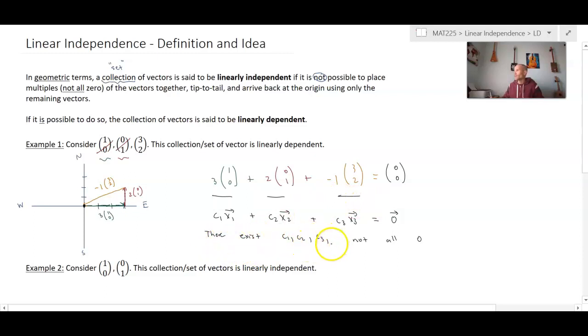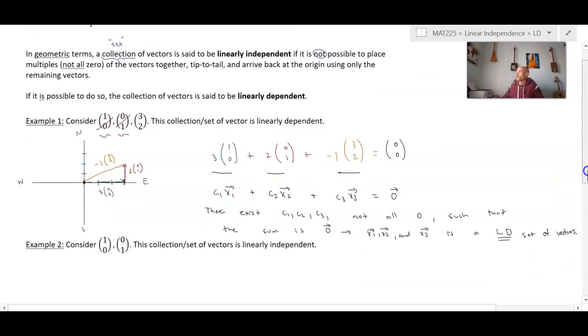There exists C1, C2, C3, not all 0, such that the sum is the 0 vector. And so by definition, that means that x1, x2, and x3 is a linearly dependent set of vectors.